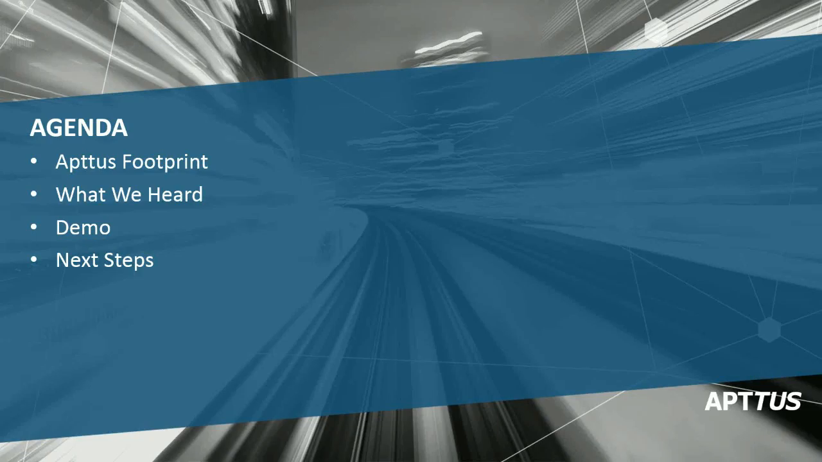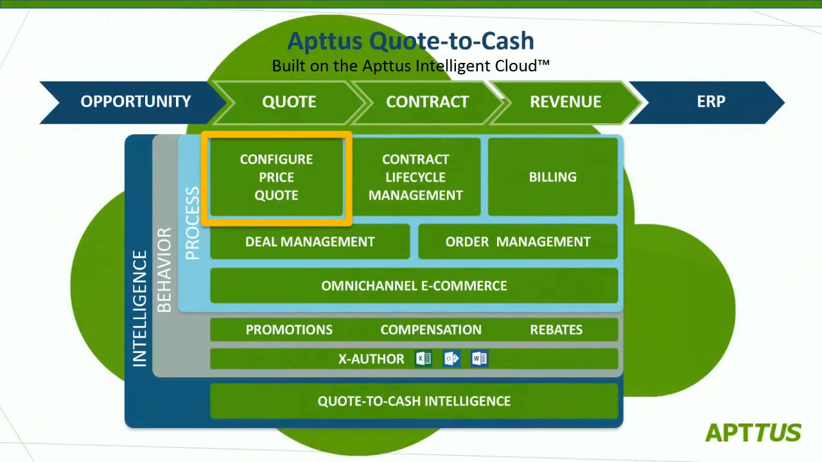So we wanted to present our Aptus footprint to you guys. For the purpose of this evaluation, we are focusing strictly on configure price quote. But as you can see on the slide, we have a full spectrum of quote to cash applications, not just process or transactional applications like CPQ or CLM or even billing and order management, but behavioral aspects around how you incentivize your three main constituents: promotions for your customers, incentive compensation for your sales teams, and rebates if you have a channel or a partner model.